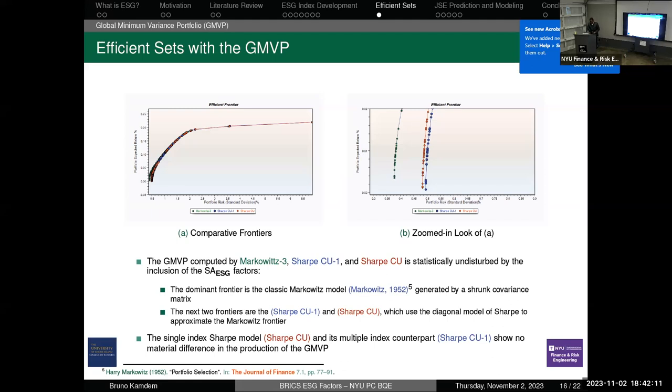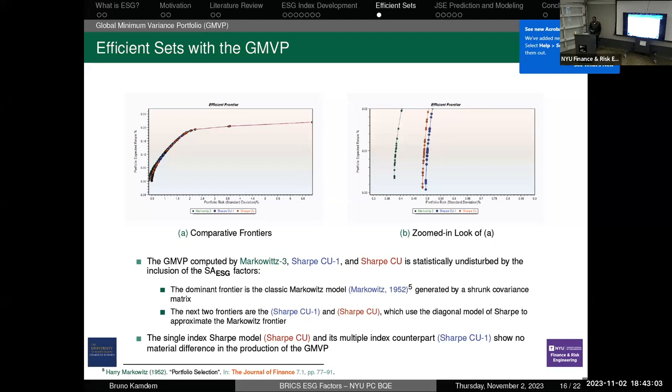So what we see here, first of all, is that the global minimum variance portfolio computed by the green, the Markowitz, and the Sharpe models is statistically undisturbed by the inclusion of our South Africa ESG factors. And the dominant frontier, evidently, in this case, is the classic Markowitz model, generated by the shrunk covariance matrix. The next two frontiers are the Sharpe multi-index and the Sharpe single-index, which use the diagonal model to approximate the Markowitz frontier.